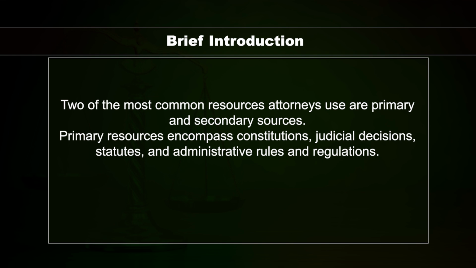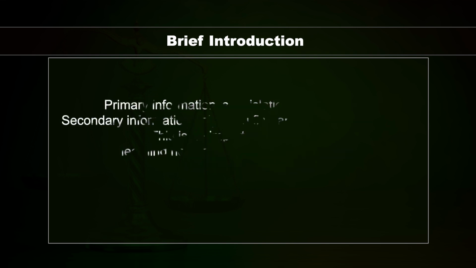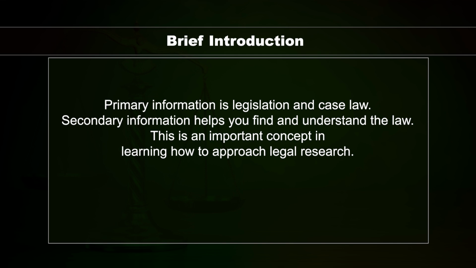Primary resources encompass constitutions, judicial decisions, statutes and administrative rules and regulations. In addition to restating the law, secondary legal sources may provide commentary, analysis, description, explanation or criticism. All legal information can be described as either primary or secondary. Primary information is legislation and case law. Secondary information helps you find and understand the law. This is an important concept in learning how to approach legal research.